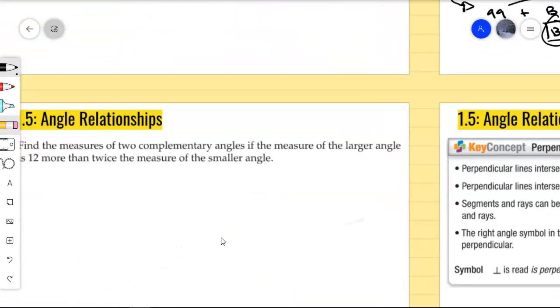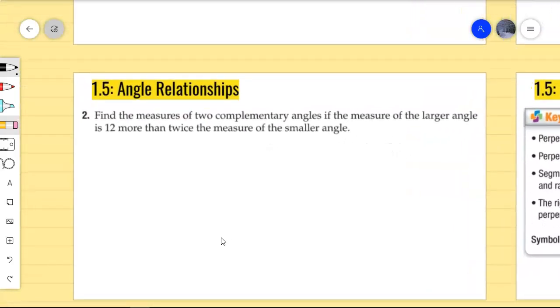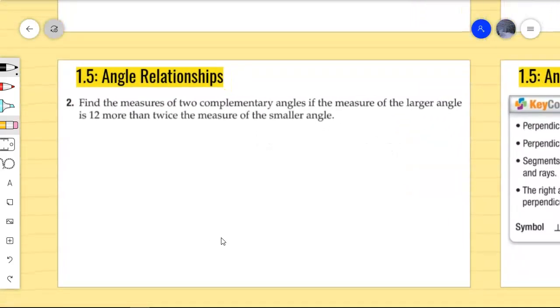Okay, so now you can pause the video and try this example by yourself. Let's try this together. It says find the measures of two complementary angles. All right, let's pause. What did we learn in today's lesson? Two complementary angles, we know that they sum to 90 degrees. So you know that they're going to add up to 90 degrees.